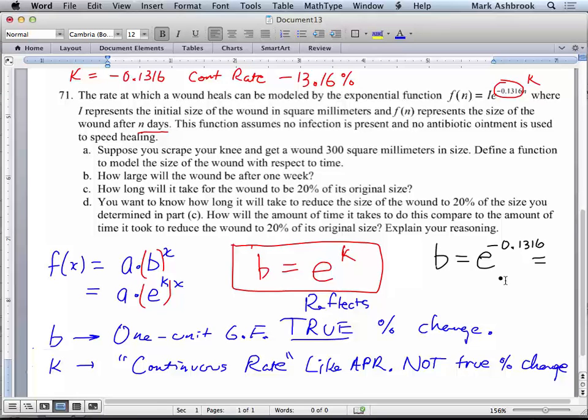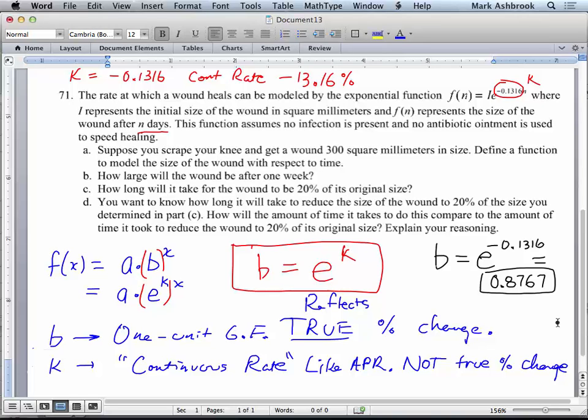And as soon as you get it, shout it out. 0.8 something? 0.87? What does that number mean? Who can describe? What is that number telling us? What does it mean?